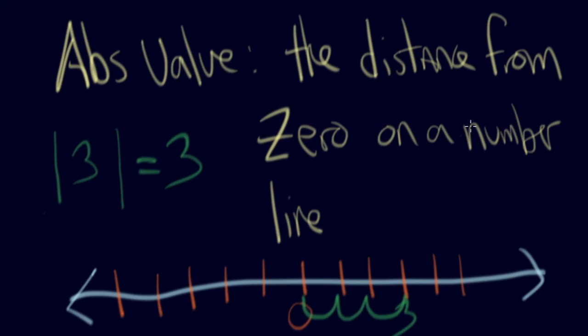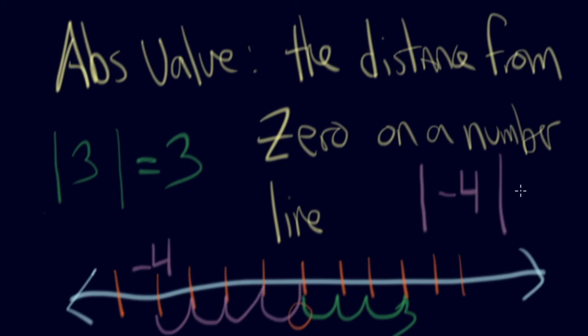Okay, so far so good. But let's say I had this. What's the absolute value of -4? Where's -4 on the number line? 1, 2, 3, 4. So here's -4. How far away is it from 0? Let's count. 1 space, 2 spaces, 3 spaces, 4 spaces. So the absolute value of -4 is 4. It's 4 spaces away from 0.